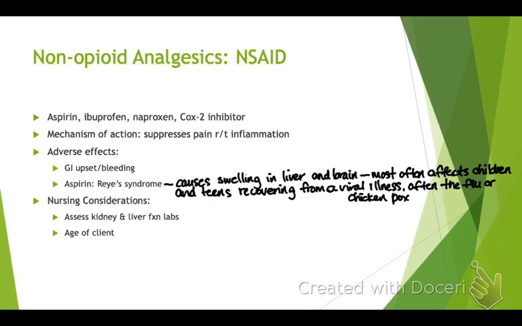All right, so now another non-opioid analgesic that we're going to discuss is NSAIDs. And your NSAIDs, again, stand for non-steroidal anti-inflammatory drug. Meds that are going to fall under these non-opioid analgesics are going to be your aspirin, ibuprofen, naproxen, and your COX-2 inhibitors. Their mechanism of action is that they suppress pain that is related to inflammation.